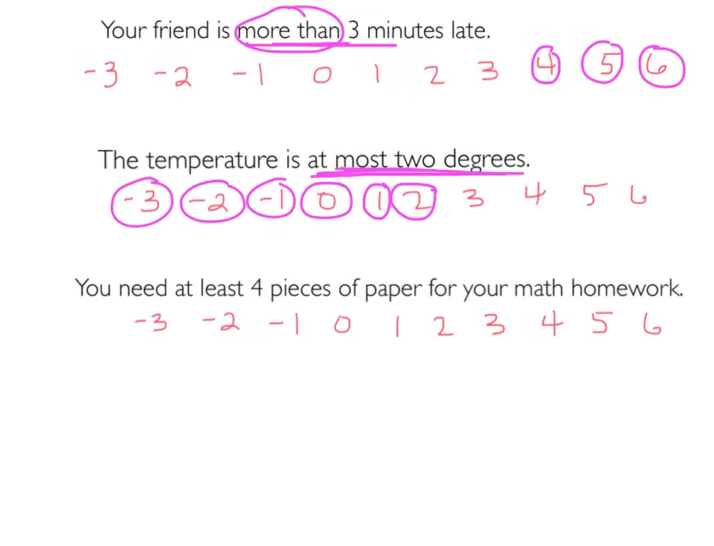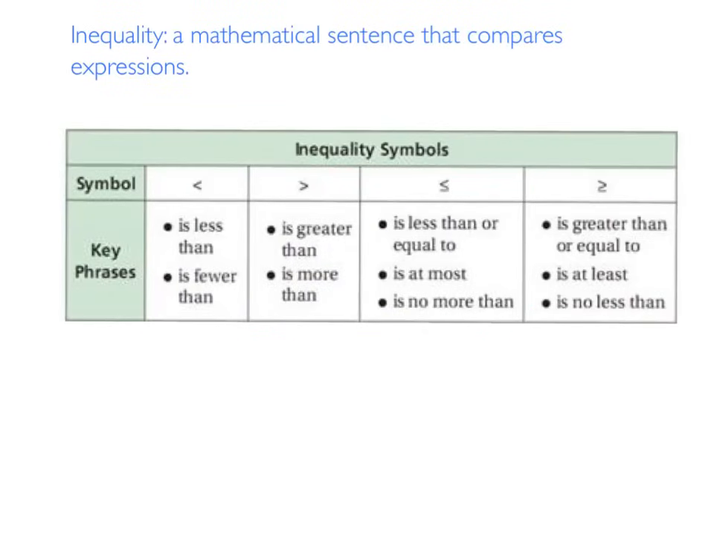The last one, you need at least 4 pieces of paper. If I say you need at least 4 pieces, that means you're going to need 4 pieces or more. You might need 4 or 5 or 6. At least is another key word for an inequality. So, definition of an inequality: an inequality is a mathematical sentence that compares expressions.